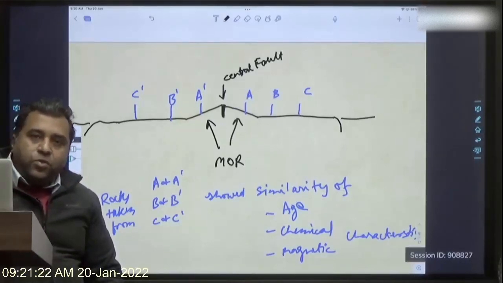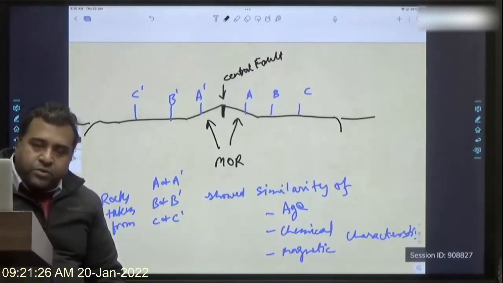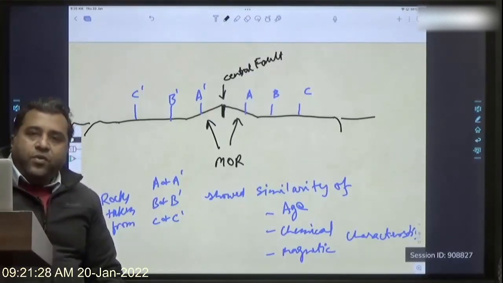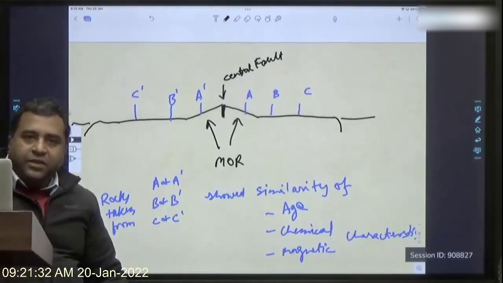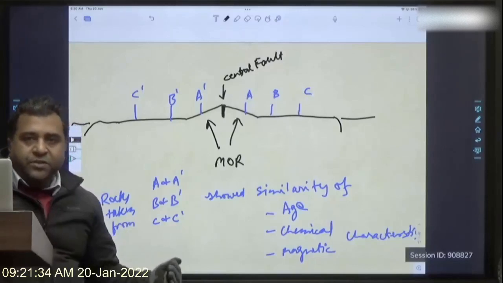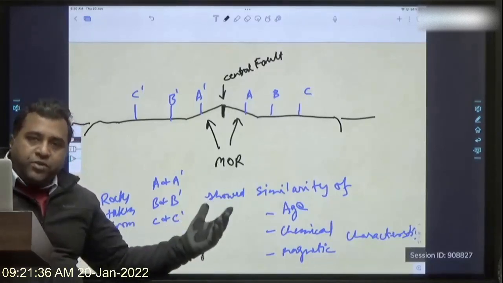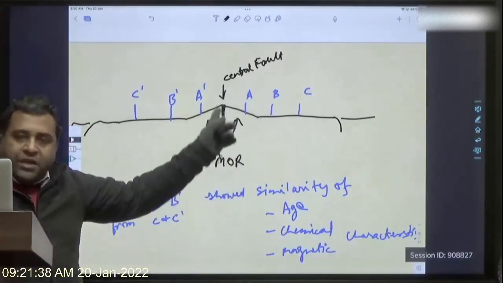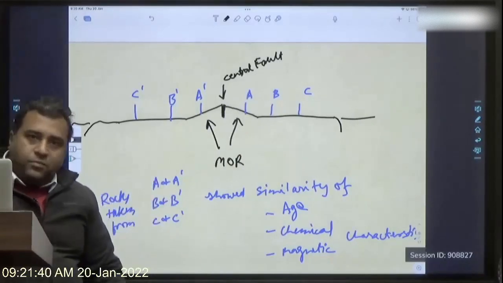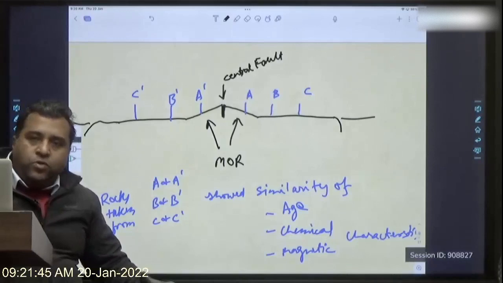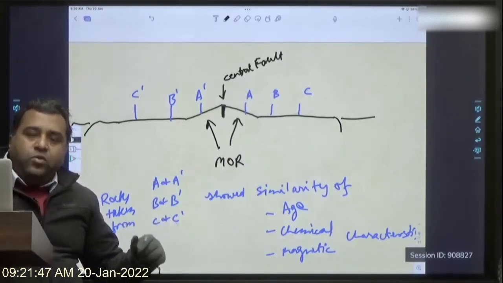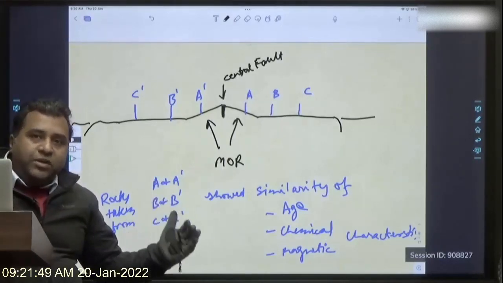These oldest rocks, 200 million years old, are found near the trenches. So where do we find the oldest rocks? Near the trenches. Where do we find the newest rocks? At the central fault of the MOR. What is the oldest rock we have been able to find in the ocean? Around 200 million years only. Oldest on the continent, 3,200 million years.